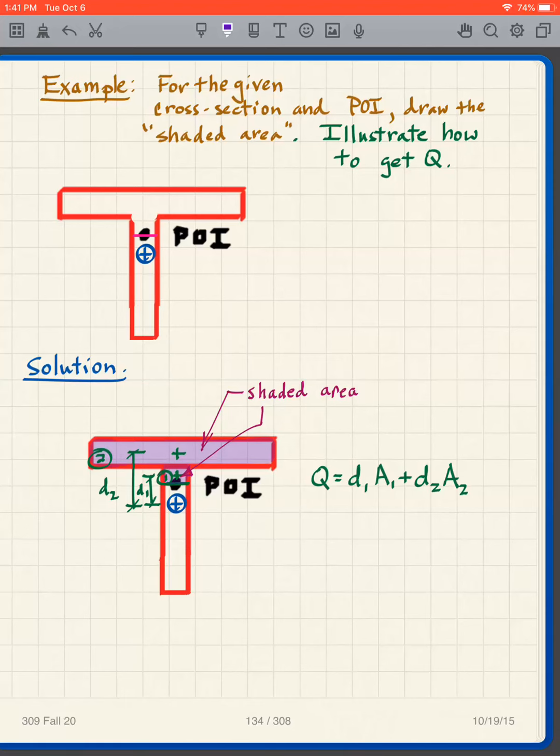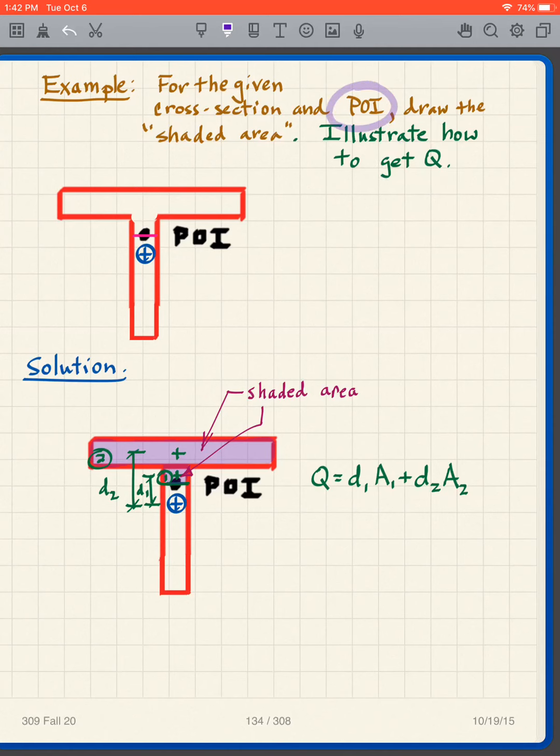So let's just do a schematic type of example, whereby we illustrate how to get Q. Let's keep it simple here, and I'm just going to illustrate the shaded area, the thing that I'm calling the shaded area. It's going to be very helpful for you to create this shaded area so that you can get the right answer for Q. So it's very simple.